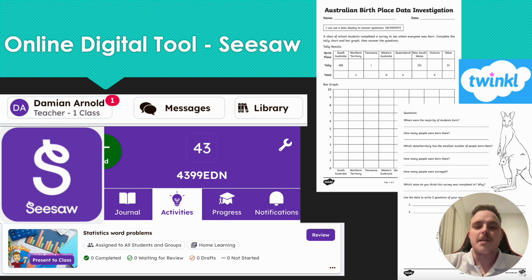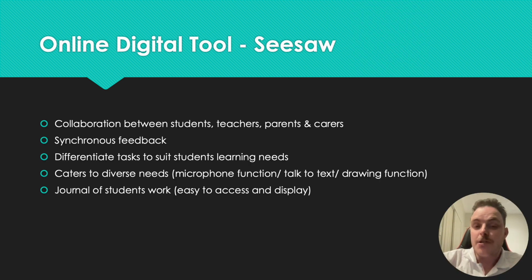Once the student completes the assessment piece, the teacher can mark it, provide feedback, and students and parents will again be able to receive this information instantly. Overall, Seesaw is a digital tool that provides collaboration between students, teachers, parents, carers and administrators, a way of teachers giving synchronous feedback, a way they can differentiate tasks that suit the student learning needs, as well as caters diverse needs through the microphone function, talk-to-text function and drawing function, and also gives journal of students' work for easy access and displaying needs.